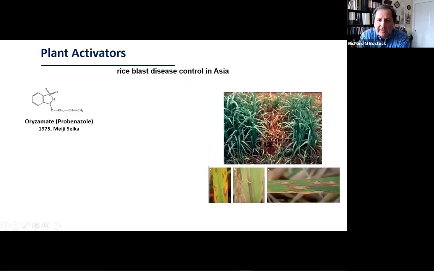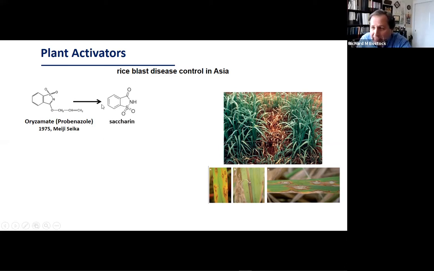Plant activators have been used to a large extent in rice blast disease control. At least at one time, they were the dominant chemicals used in rice blast control. This is probenazole, or Oryzemate. I don't think it's been used here in North America much. This is primarily in Japan.